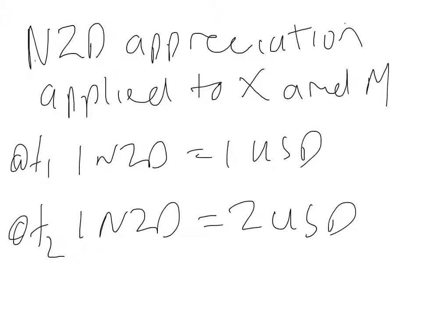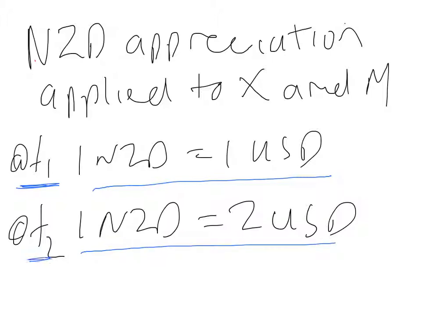So what we're going to look at is an appreciation of the New Zealand dollar. Now here's the appreciation. So this was the exchange rate at T1. This is the exchange rate at T2. So what we can see is that the New Zealand dollar has gained in value. It's gone from buying 1 to buying 2 US dollars.